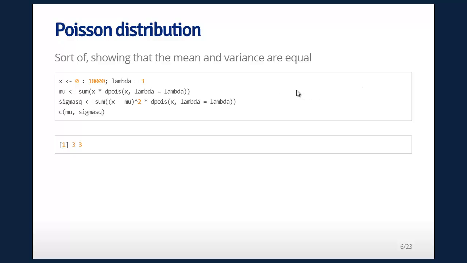I don't want to go through the math. In my other class, in boot camp 2, I think, I go through the math. But here I'm showing that the mean and the variance are equal, numerically at least.